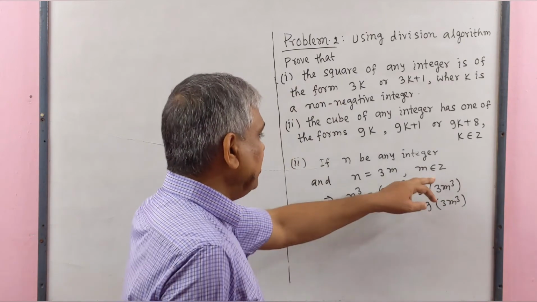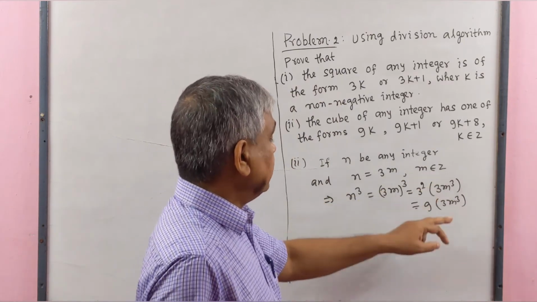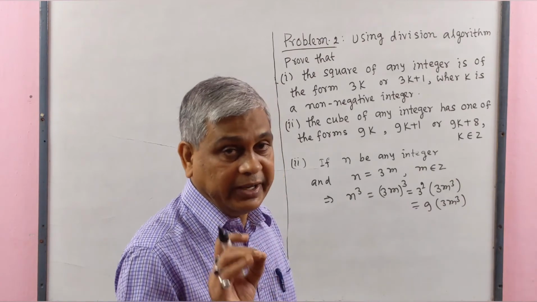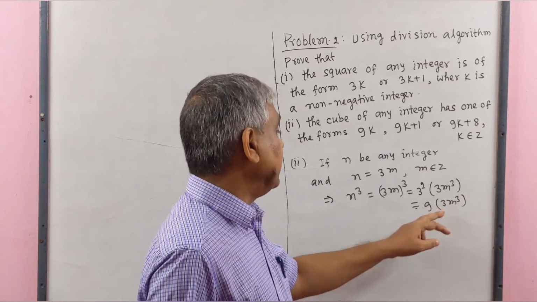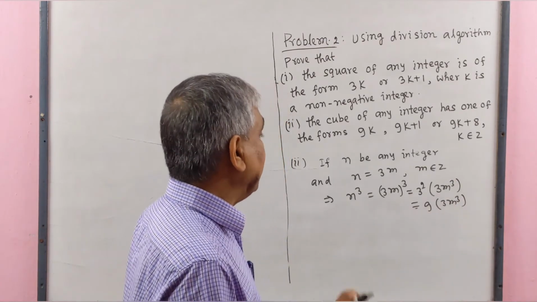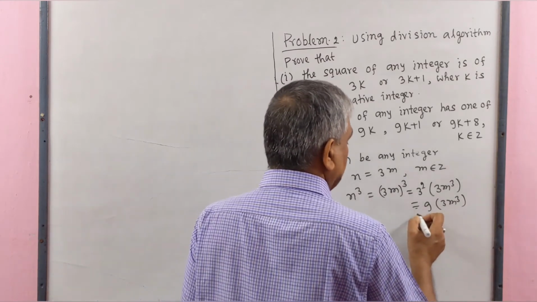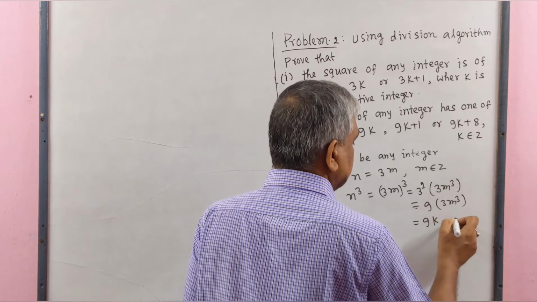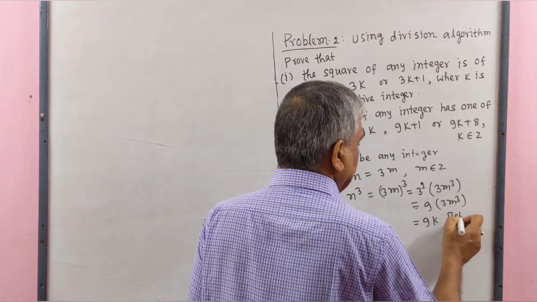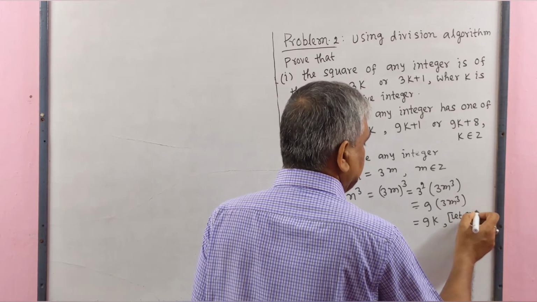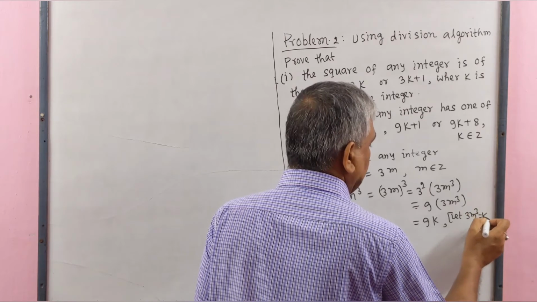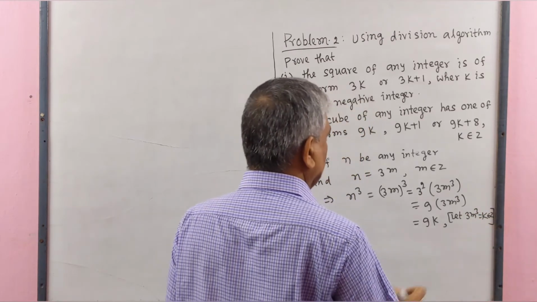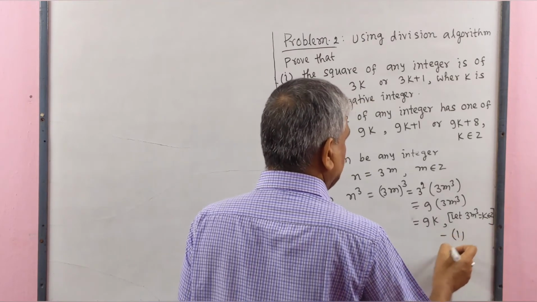Since m is an integer, therefore 3m cube is also an integer. Let 3m cube equal to k. This equals 9k. Let 3m cube equal to k, which belongs to Z. Let this be number 1.